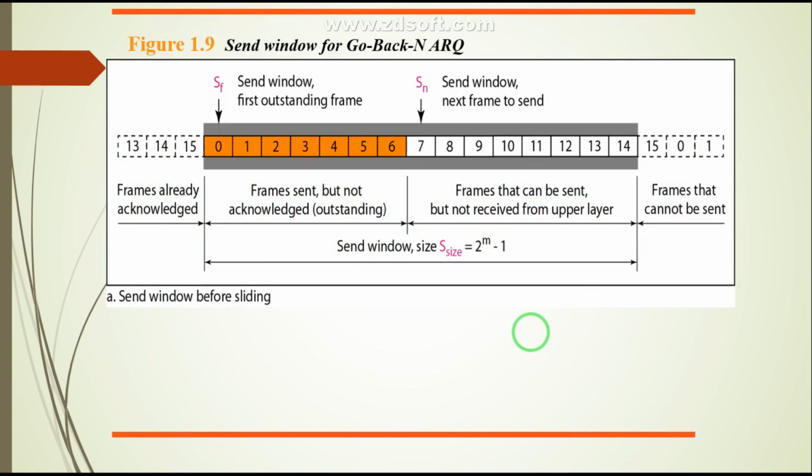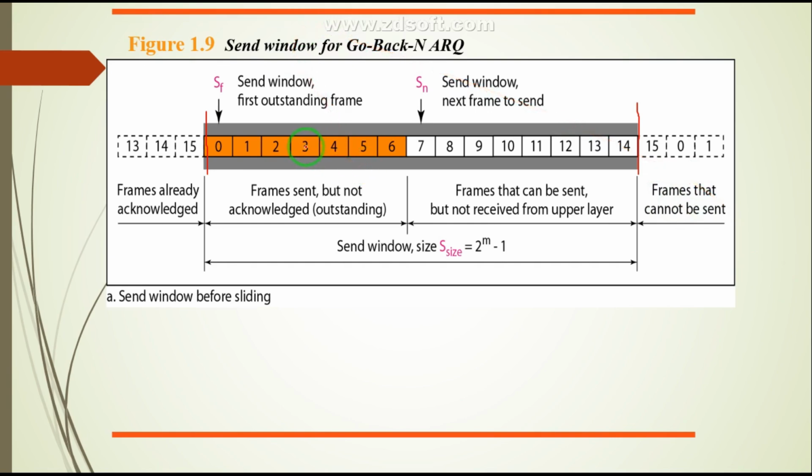Now this is the send window for the Go-Back-N ARQ protocol. You can observe this is the window, with its start and its end. Can anybody tell what the size of the window is, or what m is equal to over here?